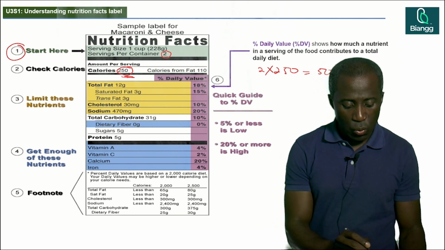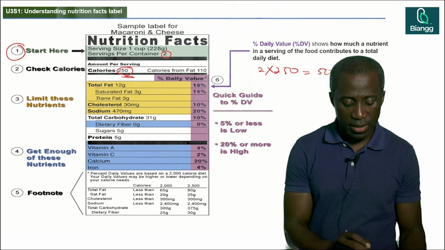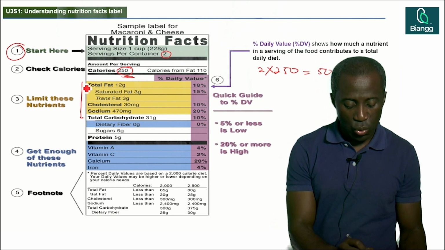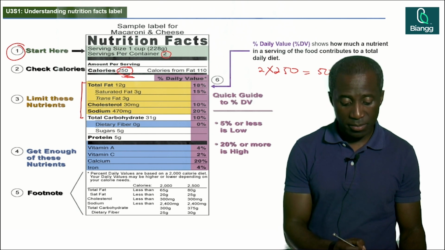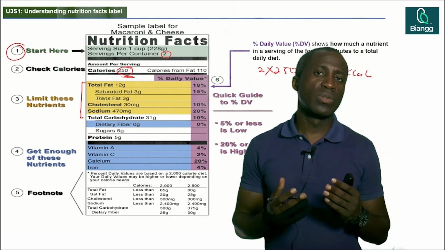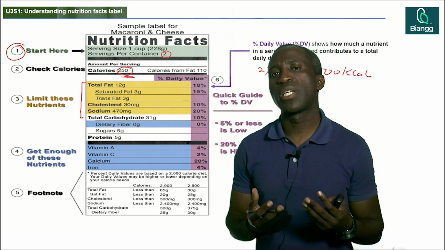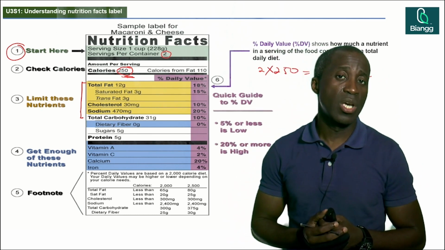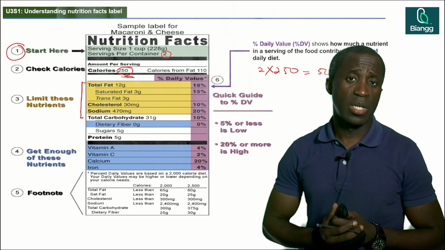So this is why it's important to remember how many serving per container you have on the box. Number 3, you have here limit these nutrients in yellow here. You need to limit what? Fat, saturated fat, and trans fat. Studies have shown that trans fat is actually associated with cardiovascular disease. So we want to stay away from this type of fat.